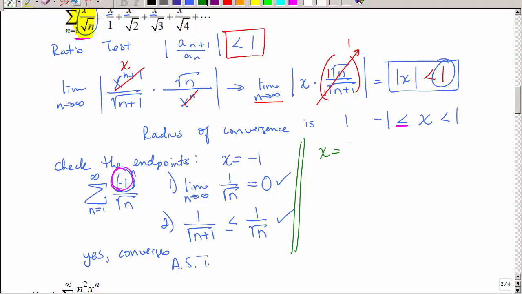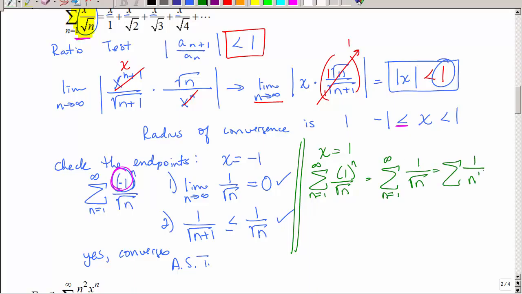Now we have to let x equal +1. So where there was an x, we put in a 1. Well, 1 to any power is just 1. And that's the same as 1 over n to the half power. You should recognize this as a p-series, where p equals 1/2. Since that's less than 1, that diverges. And so that's why we are not going to include +1.